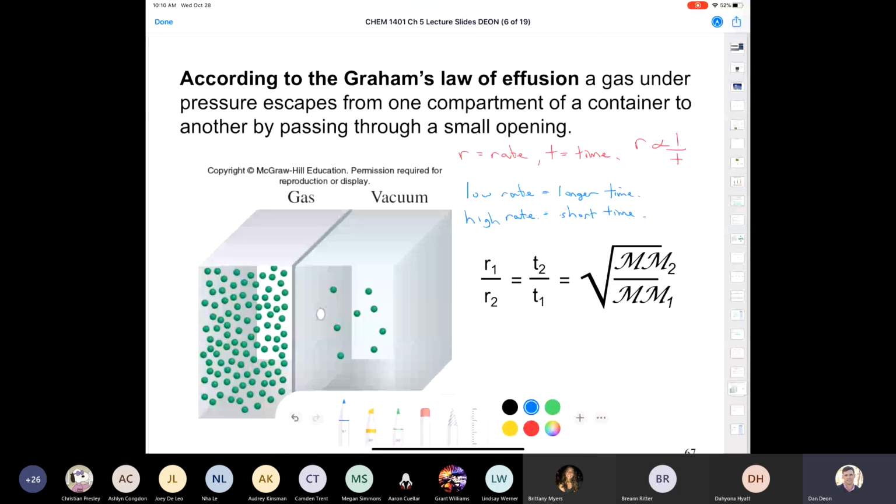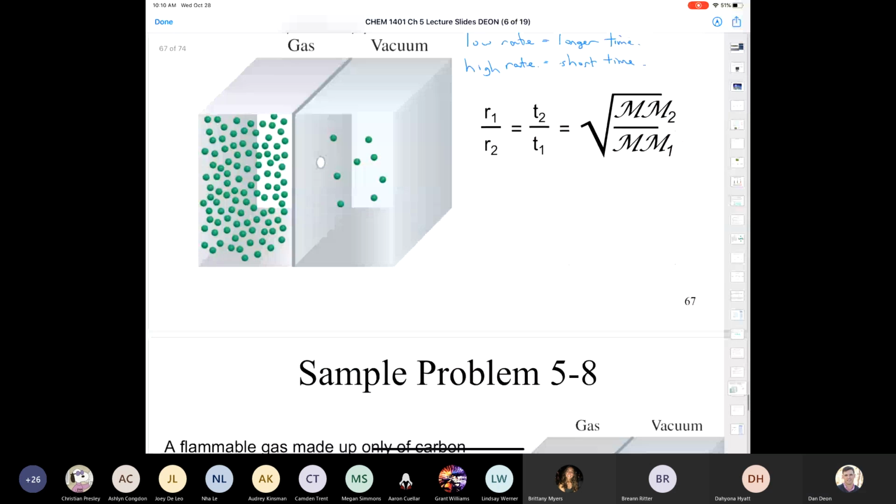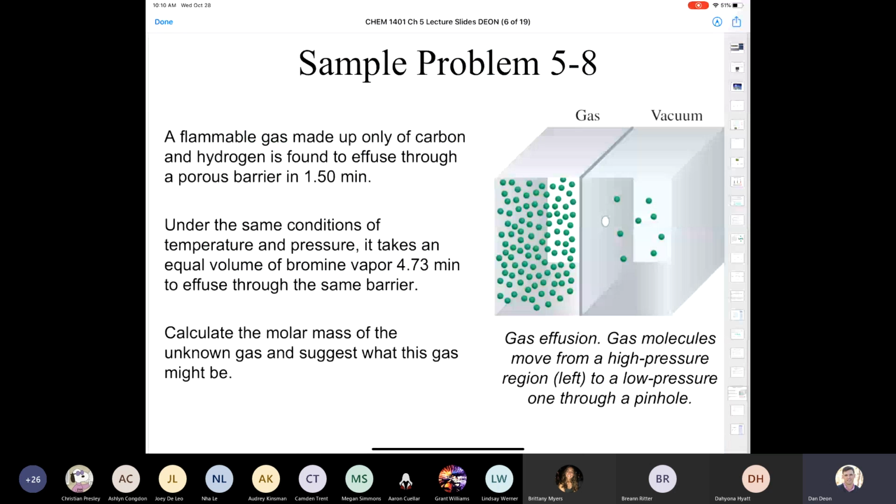All right, well, let's see. I do have a problem that involves Graham's law. You have a flammable gas made up of only carbon and hydrogen, and it's found to effuse through a porous barrier in 1.50 minutes. Under the same conditions of temperature and pressure, it takes an equal volume of bromine vapor 4.73 minutes to effuse through the same barrier. Calculate the molar mass of the unknown gas and suggest what this gas might be.